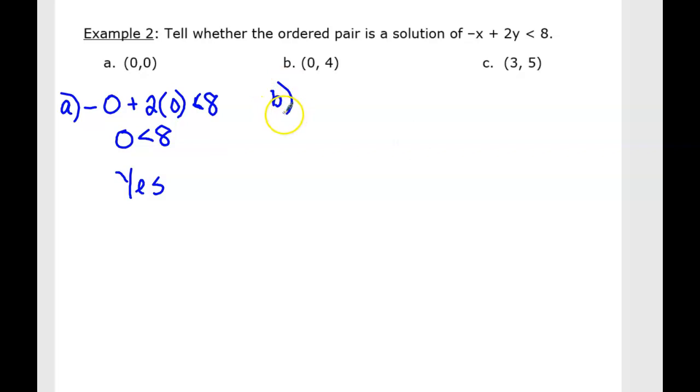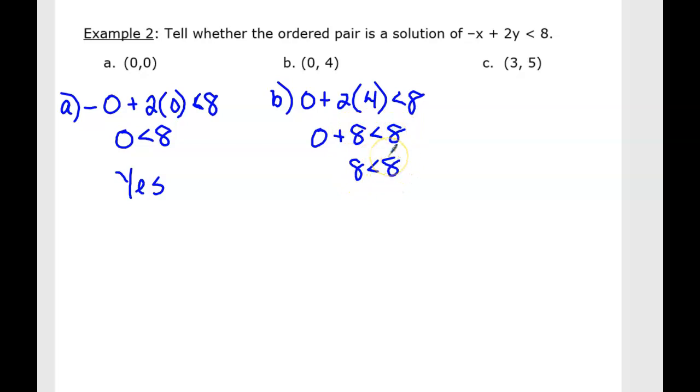All right, so we're looking to see if it's a solution. For B, I plug in 0, 4. So I've got 0 plus 2 times 4. Again, this time I didn't put that negative in because we know it's not a negative 0. Is that less than 8? Well, I end up with 0 plus 8 is less than 8. 8 is less than 8. Well, 8 is actually not less than 8. It's less than or equal to 8, but it's not less than. So this one actually would be no.